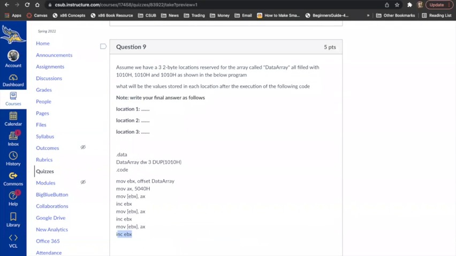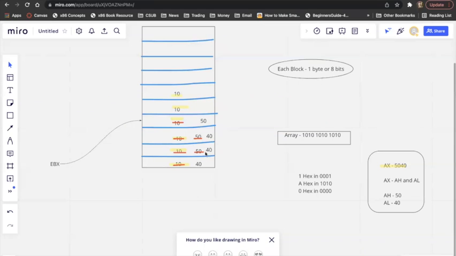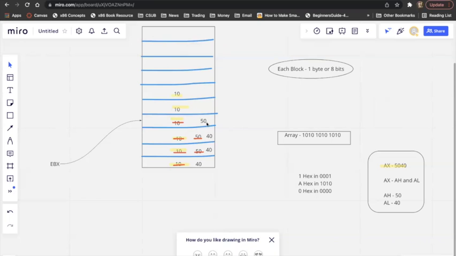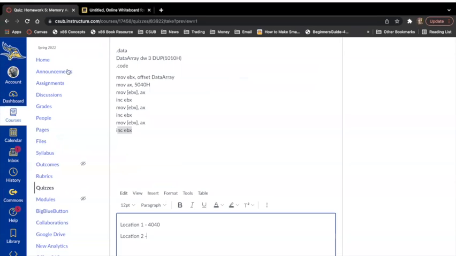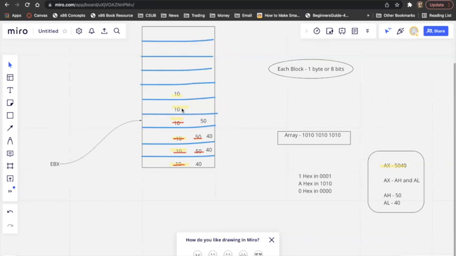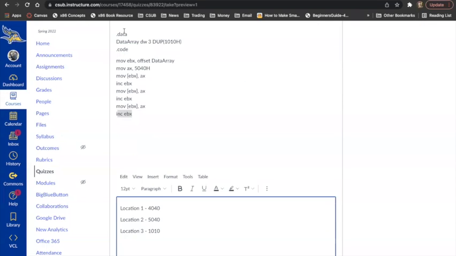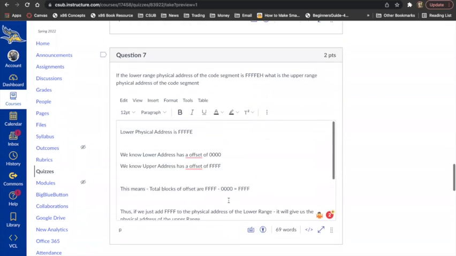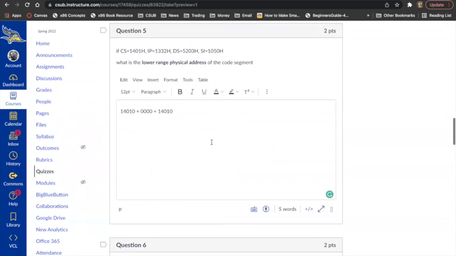This means location 1 will have the value of 4040, location 2 will have the value of 5040, and location 3 will have the value of 1010. So there you go, that's how we solve these problems. And I think they're pretty straightforward.